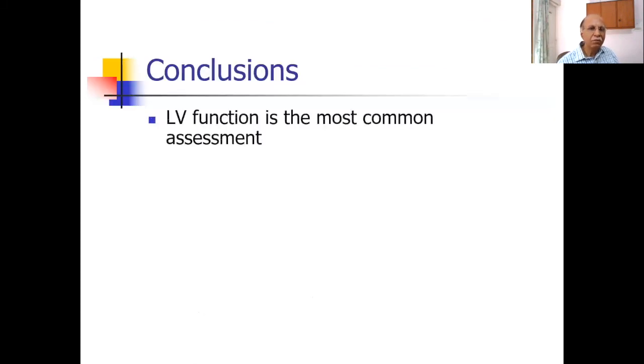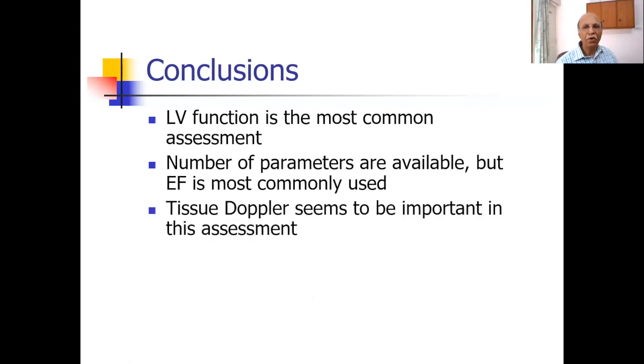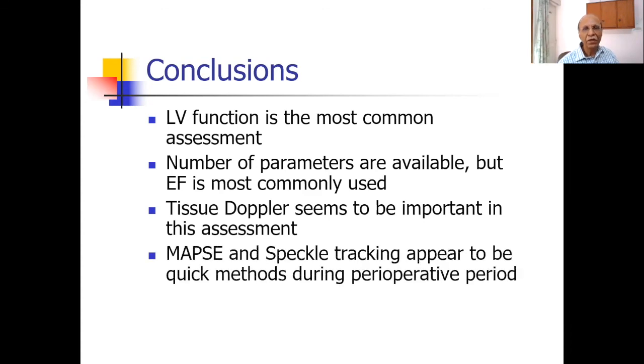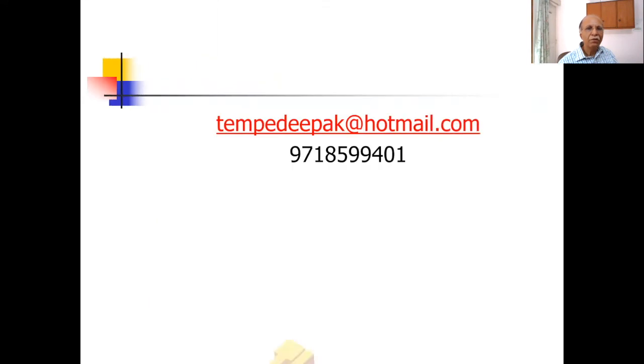I would like to conclude by saying that LV function is the most common assessment that you perform during any echocardiogram. There are a number of parameters available, but ejection fraction is most commonly used. Tissue Doppler is an important parameter and gives you a very good indication of the global LV function. MAPSE and speckle tracking are also being investigated, and they appear to be very simple measurements of LV systolic function. Comprehensive assessment is necessary before you can commit about the LV systolic function.